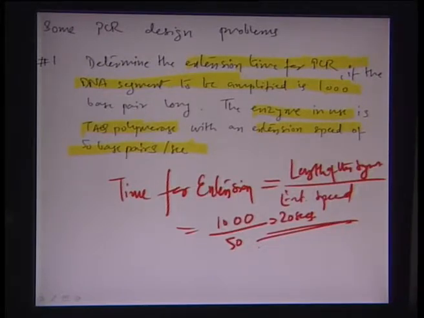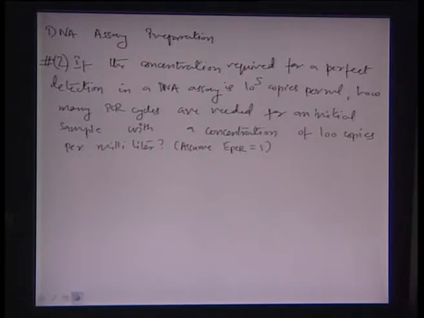Now let's do another example wherein we are given the concentration that is required. Okay, so the concentration required for a perfect detection in a DNA assay is about 10 to the power 5 copies. So this is what the final concentration of the PCR reaction should be, and that's per mL of the sample. We need to ascertain how many PCR cycles are needed for an initial sample with a concentration of, let's say, 100 copies per mL, and we assume an E_PCR of 1.